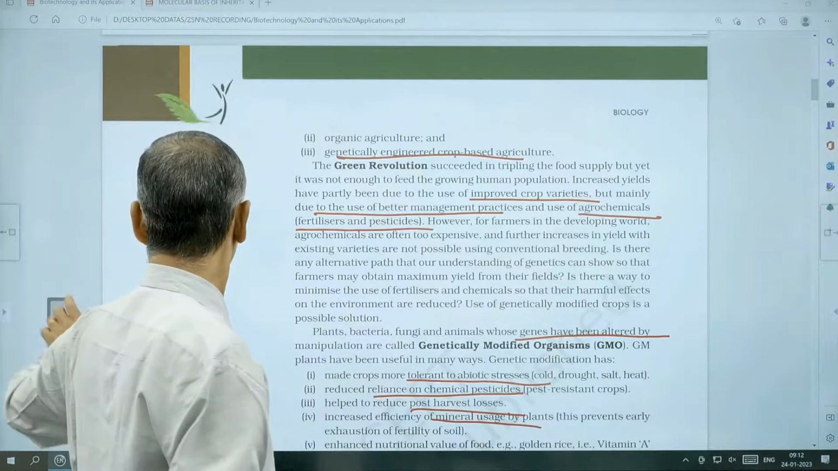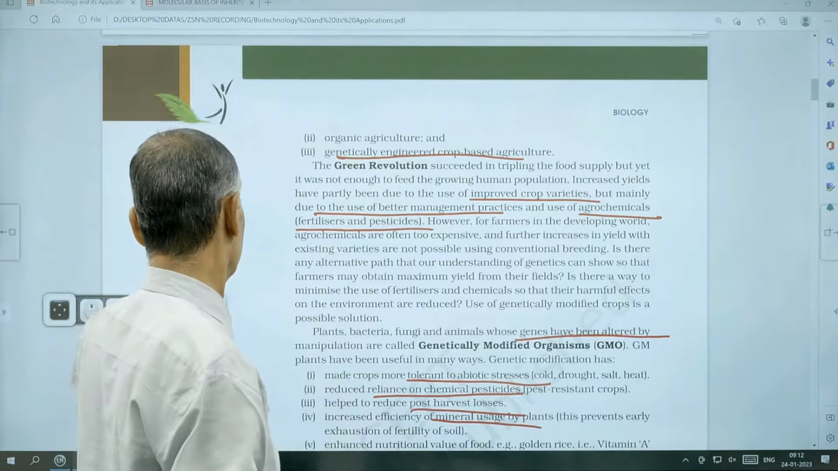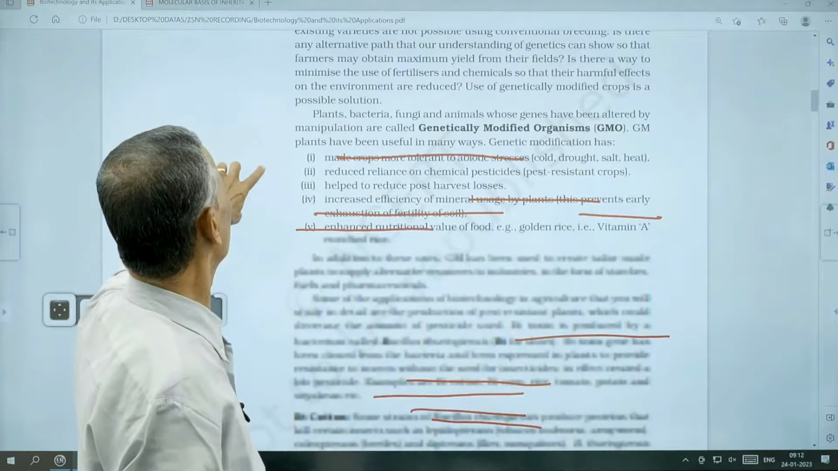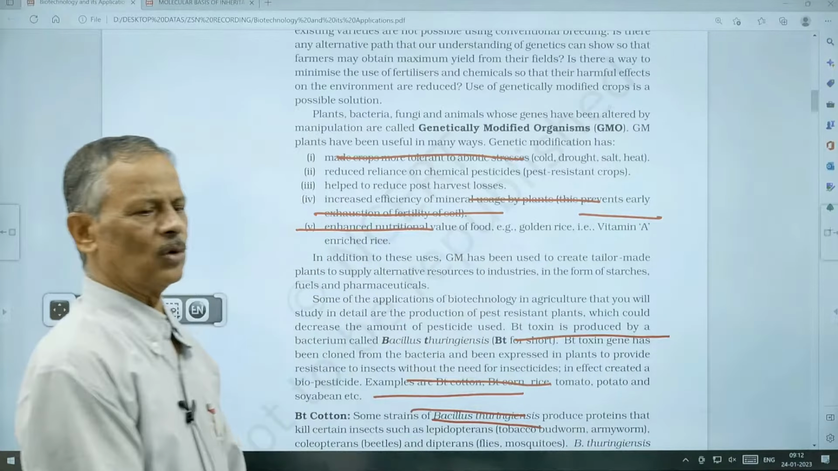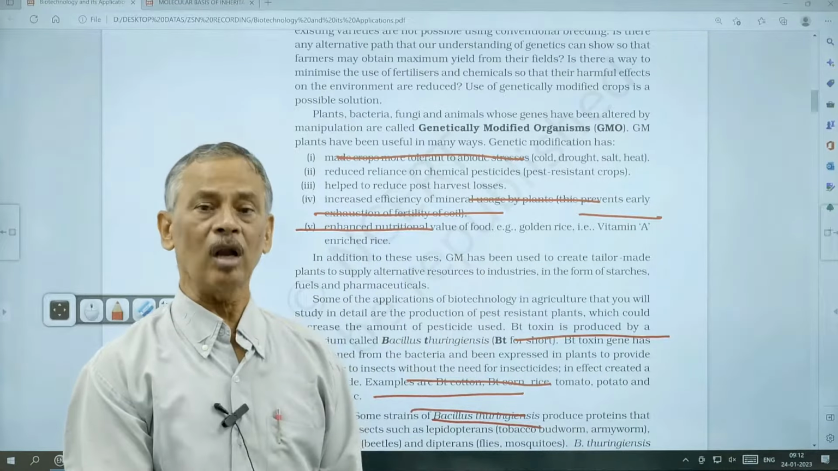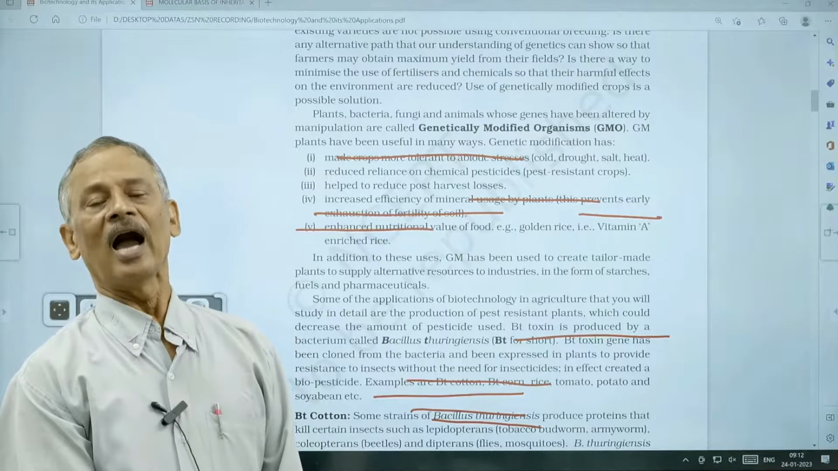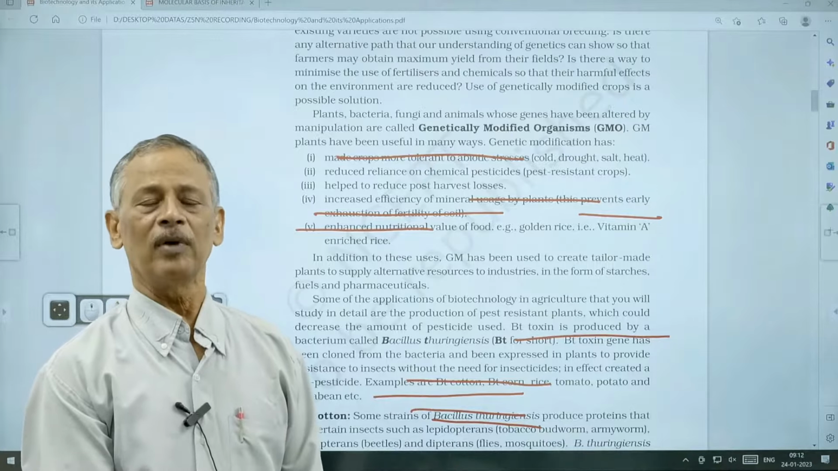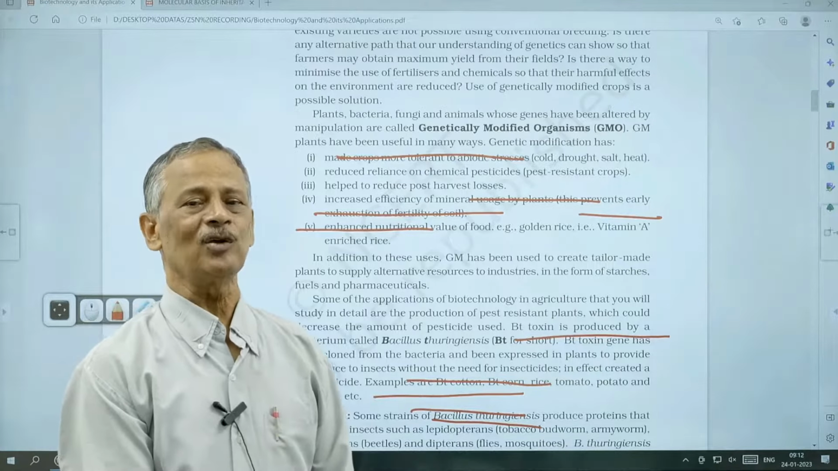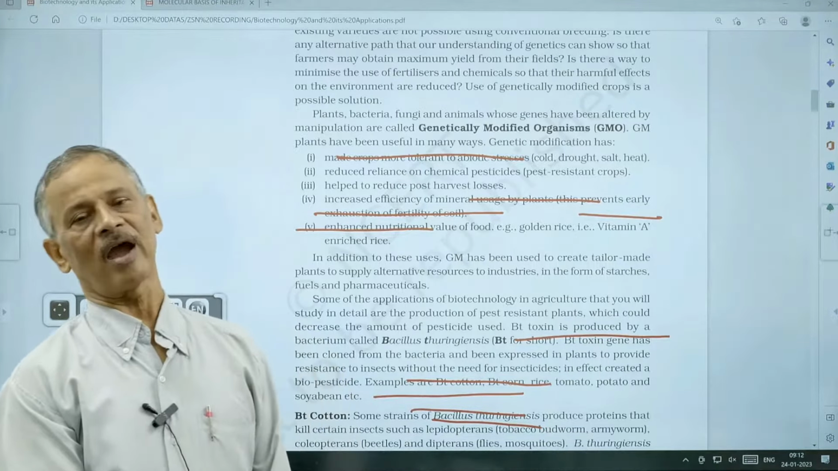And enhanced nutritional value. How can you improve the quality of the product? One classical example for improving the quality of the product is the invention of a new variety of rice called golden rice.